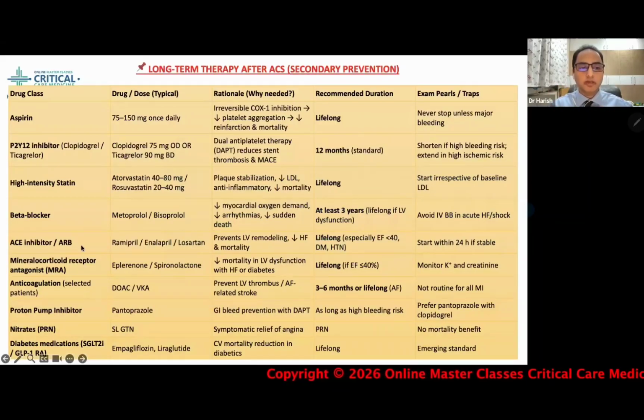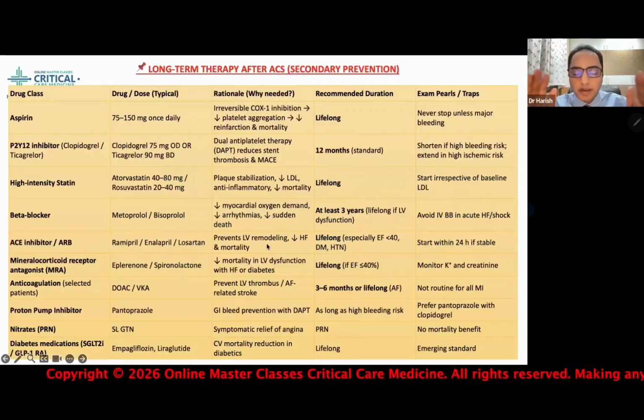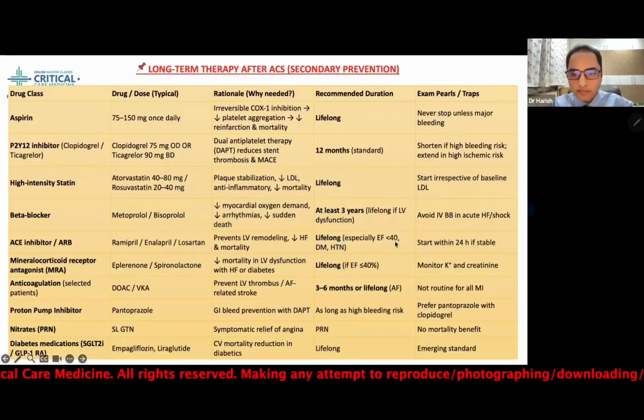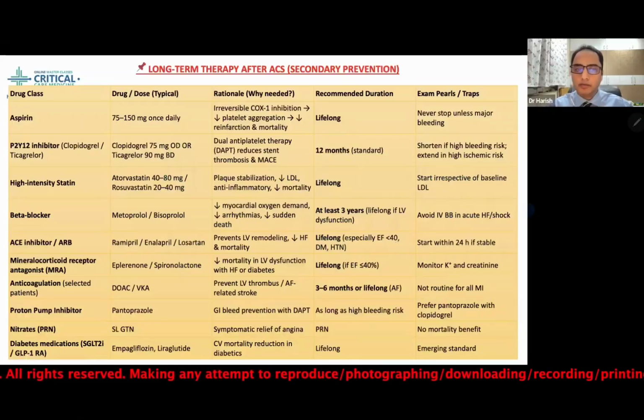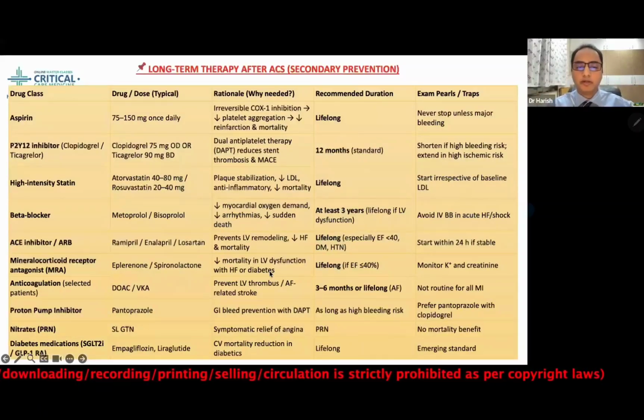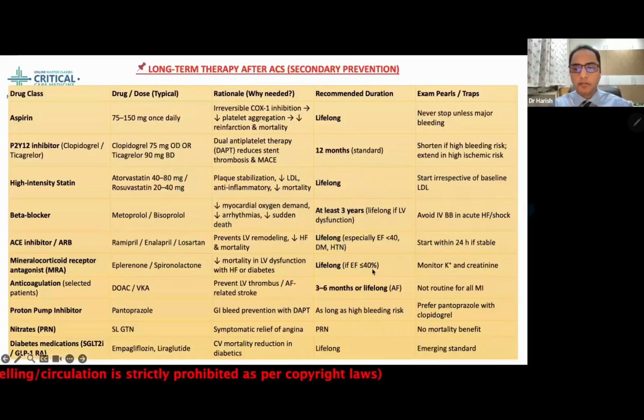ACE inhibitor or angiotensin receptor blocker like ramipril, enalapril, losartan, which prevents LV remodeling and helps in reduction of heart failure and mortality. Lifelong when they have an EF of less than 40, diabetes and hypertension. Okay, so mineralocorticoid receptor antagonists like eplerenone or spironolactone help in reduction of mortality in LV dysfunction with heart failure or diabetes. When EF is less than or equal to 40%, we can keep it lifelong.